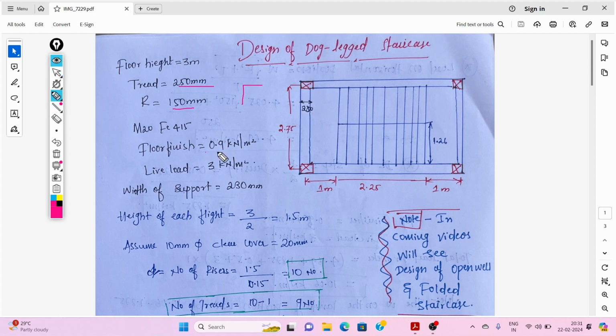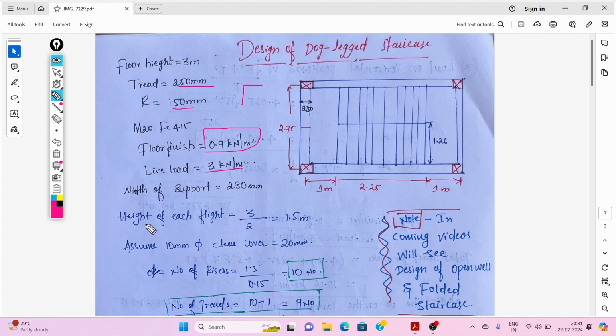Here we are taking 0.9 kilonewton per meter square. The live load is 3 kilonewton per meter square, for a staircase in a residential structure. We can use IS 875 part 2 for live load. The width of the supporting beam is 230 mm.